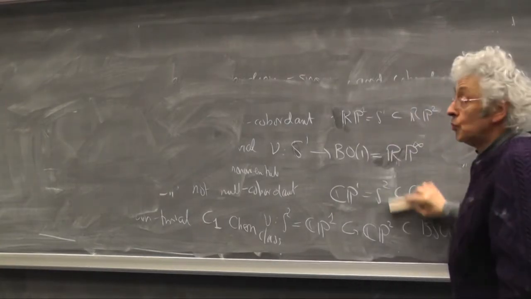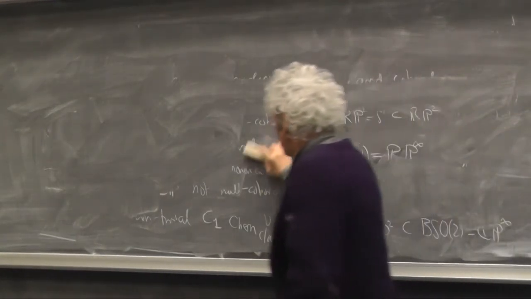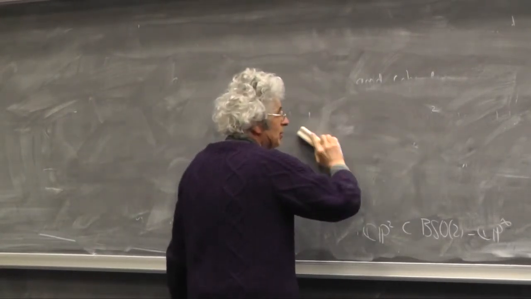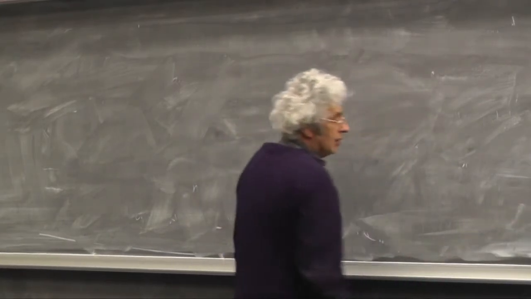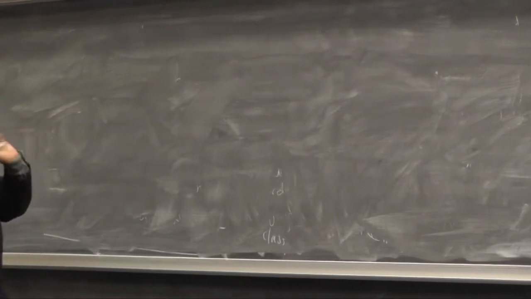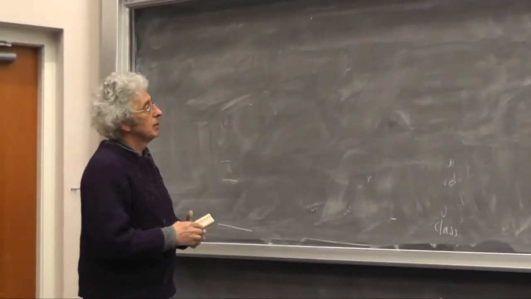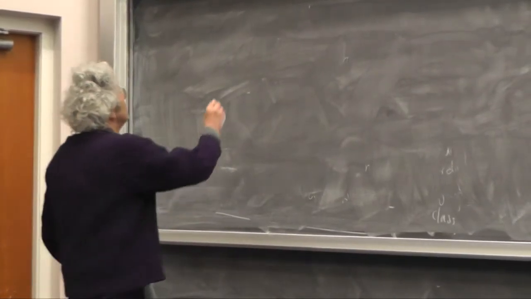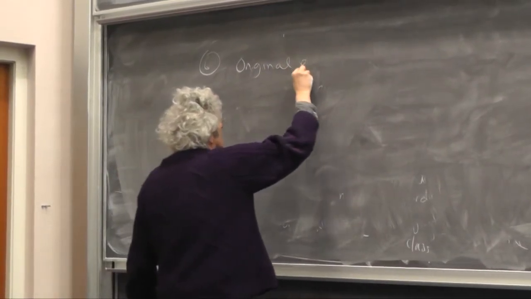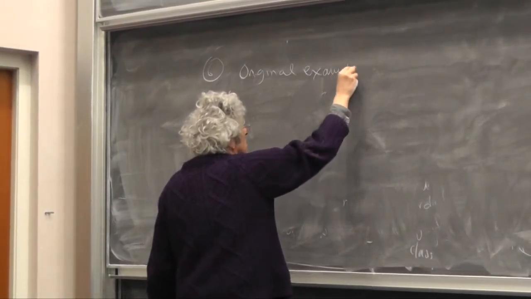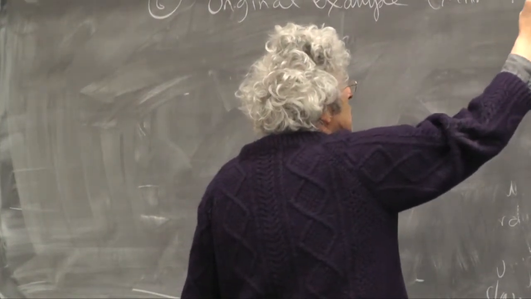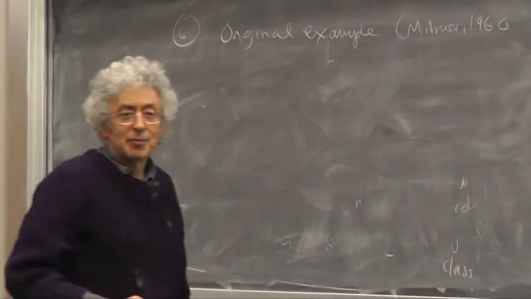Now, one question is, where do normal maps come from? There's the original normal map, which was defined by Milnor in 1960. One is not yet familiar with the kind of yoga of having a degree 1 map from a manifold to a Poincare complex and all that. That came a little later. The original example is in Milnor's paper called A Procedure for Killing the Homotopy Groups of Manifolds.